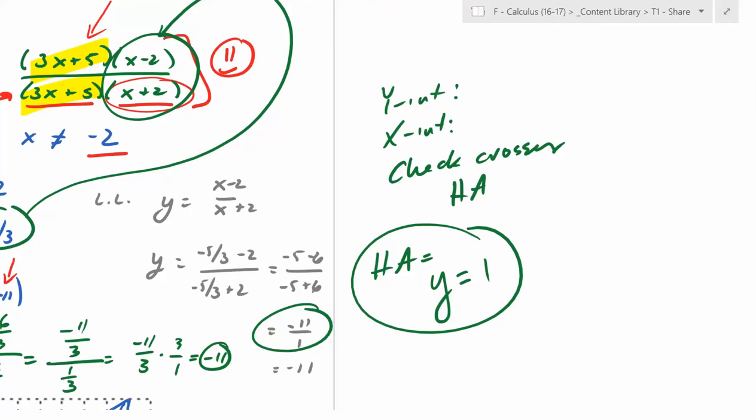x minus 2 over x plus 2 equals 1. Is there any way to make x minus 2 over x plus 2 equal to 1? No, because is there any way to make x minus 2 equal to x plus 2? If you have x minus 2 and x plus 2, the x's cancel and you get 2 equals -2. So does this cross the horizontal asymptote? No. You generally need higher powers for that to happen. Okay, other questions?